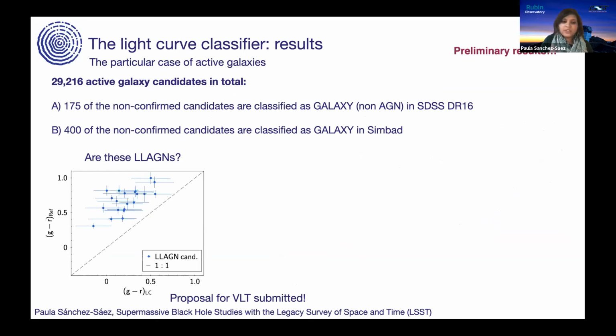So we submitted a proposal for VLT, and we are expecting to get the time. Once we confirm these sources as low luminosity AGNs, we can construct a training set for low luminosity AGNs and include them as a new class in the taxonomy.